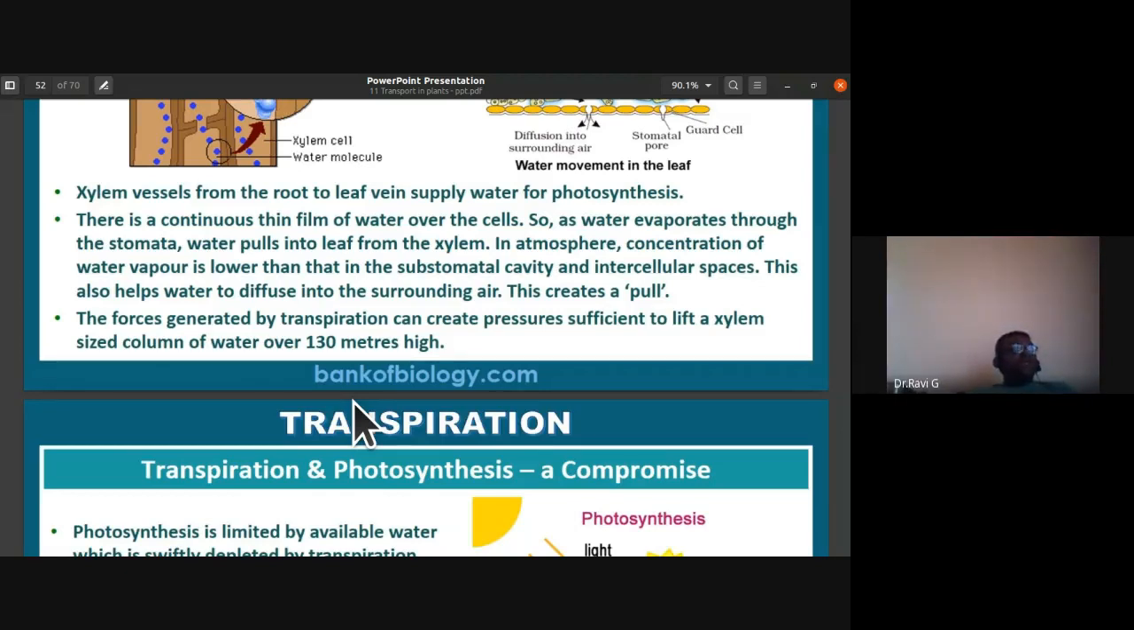The forces generated by transpiration can create pressure enough to lift a xylem-sized column of water, not any column of water. This force can create pressure sufficient to lift a xylem-sized column of water over 130 meters, tree height. That is more than 30 floors high. And it is not in huge pipes, it is in a xylem-sized column of water. It can flow over 130 meters high due to transpiration.